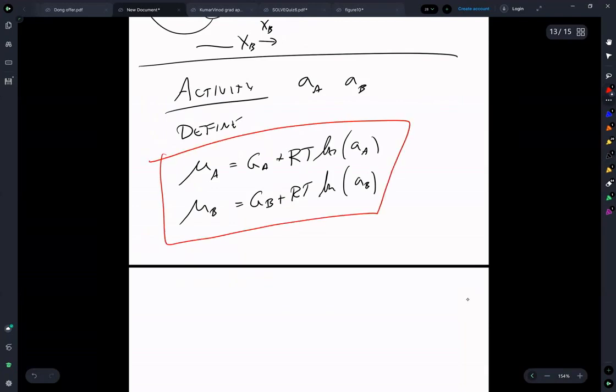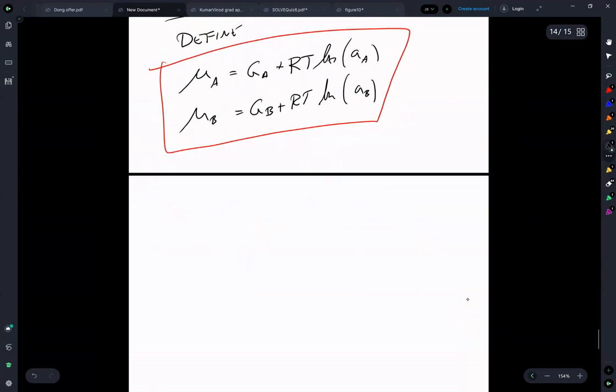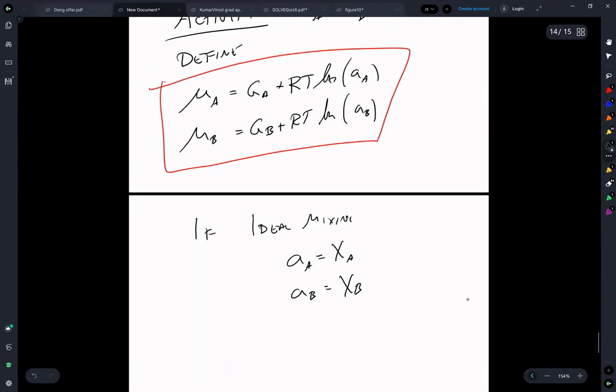Now, what makes this definition useful here is that if we're in the ideal mixing, then the activity of A is simply the mole fraction of A, and the activity of B is the mole fraction of B, right? Because this expression is just the expression that we derived in previous lectures.